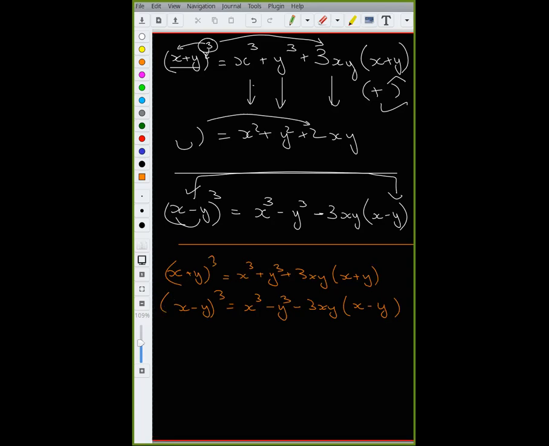Is the derivation understood, everyone? How to remember how to write this down? Okay.